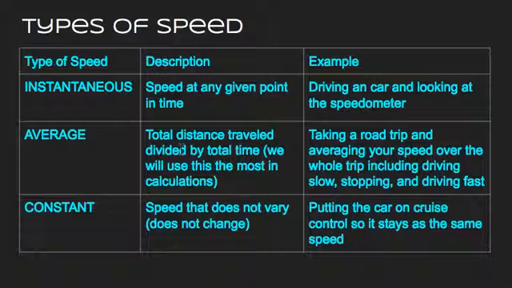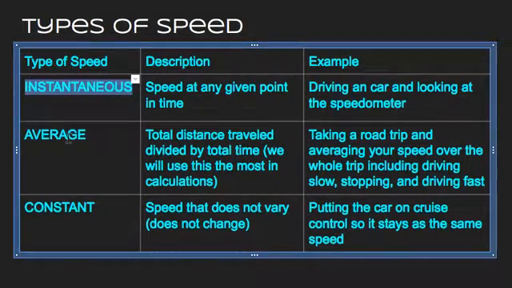Now, the last thing that you need to put on page 50 is this table right here. So we're going to have types of speed at the top. And then for the types of speed, you're going to have instantaneous, average, and constant. Then you're going to talk about a description and an example for each. Instantaneous speed is speed at any given point in time, so a specific moment. So think about if you're in a car and you look at the speedometer, right at that moment, whatever the speedometer is reading, that would be your instantaneous speed, and that can change moment to moment.